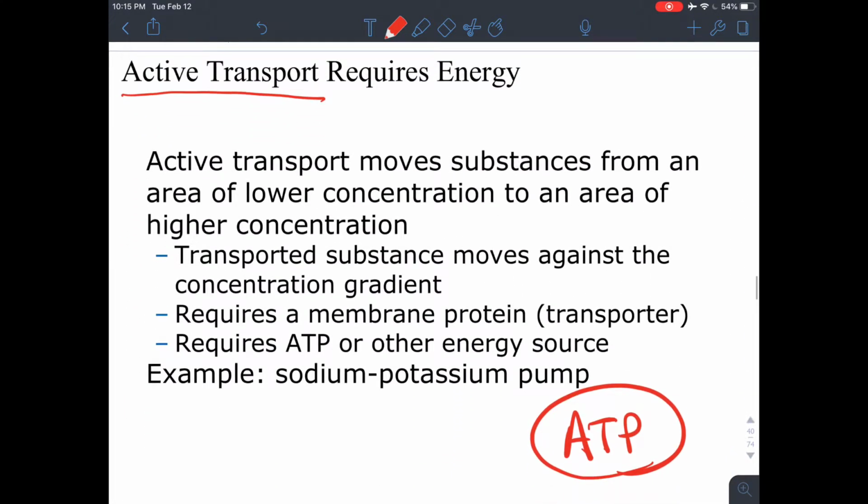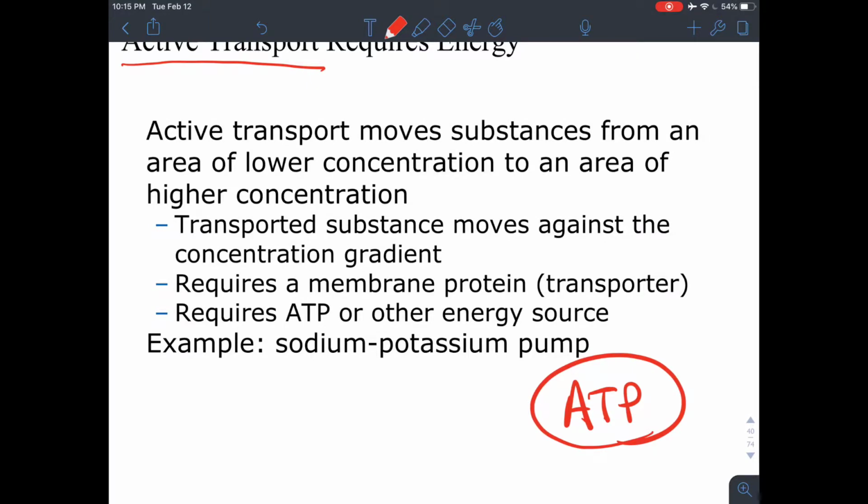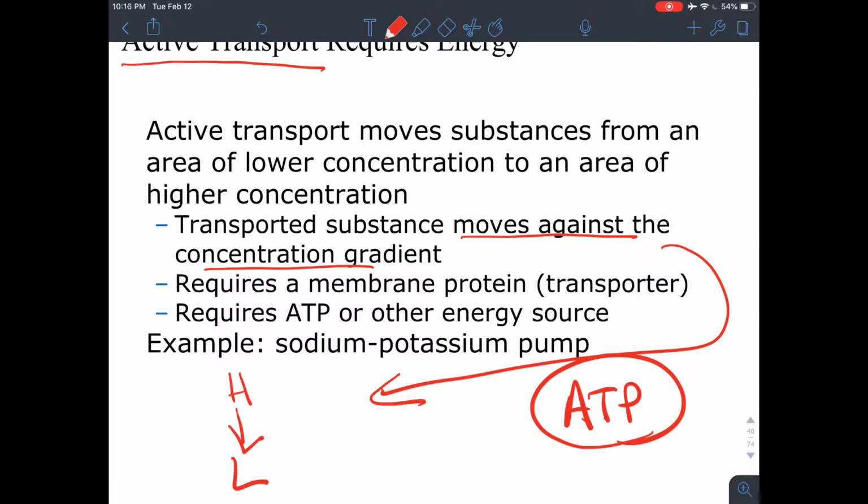And then, of course, active transport is required in order to move against the concentration gradient. This is helpful for our cells in some circumstances. So remember, in passive transport, we went from an area of high to low. But in active transport, we can move from low to high when we need to do that. And that requires ATP. Sometimes another energy source can be used, but for the purposes of this class, I want you to understand that it's ATP. And then they give an example here of the sodium-potassium pump, which we will explore further.